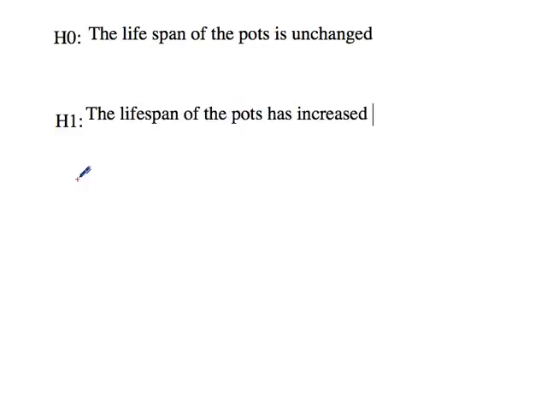Okay. So let's draw ourselves a little number line here. And the lifespan of the pots, that's given by the null, the current lifespan. So let's say the current lifespan is right here on the number line. So it's just the null, some value right here in the number line, and we'll say that's where it's at. Now, what's the lifespan of the new pots according to the alternate? Well, the lifespan of the new pots according to the alternate is over here to the right of the null, isn't it?